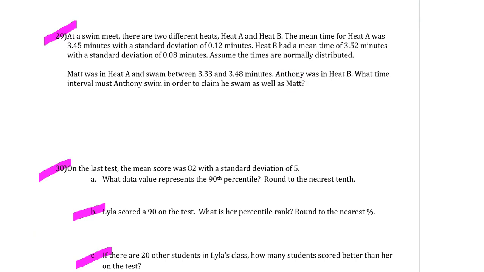At a swim meet, there are two different heats, heat A and heat B. The mean time for heat A was 3.54 minutes and the standard deviation of 0.12 minutes. Heat B had a mean time of 3.52 with a standard deviation of 0.08. Assume the times are normally distributed. Matt was in heat A and swam between a 3.33 and 3.48. Anthony was in heat B. What time interval must Anthony swim in order to claim he swam as well as Matt?